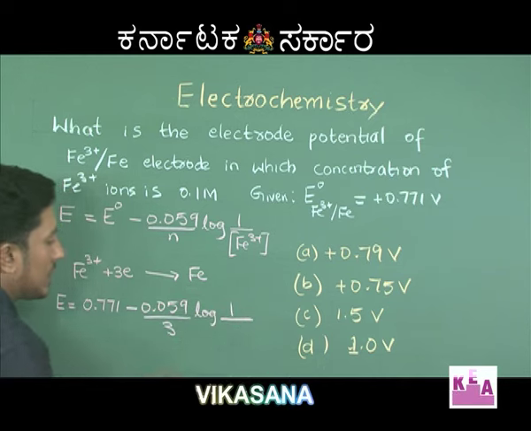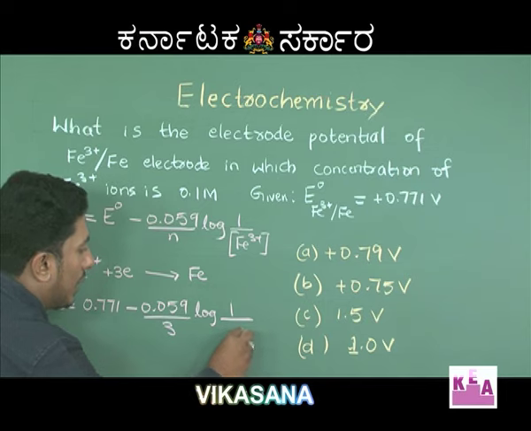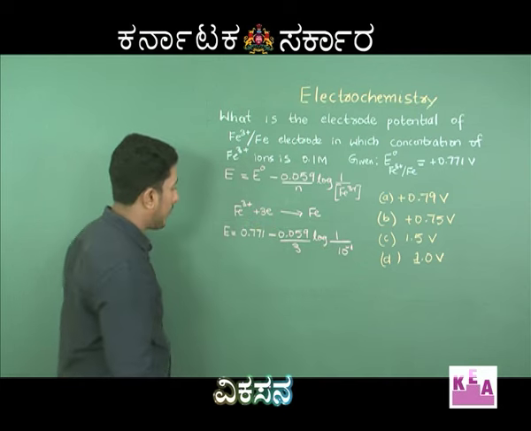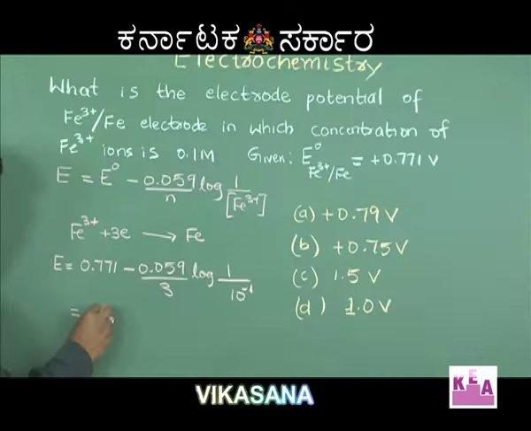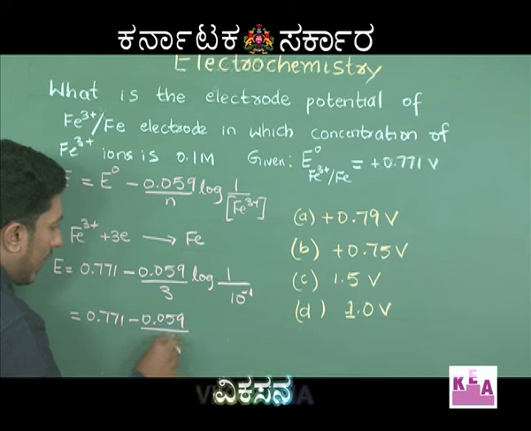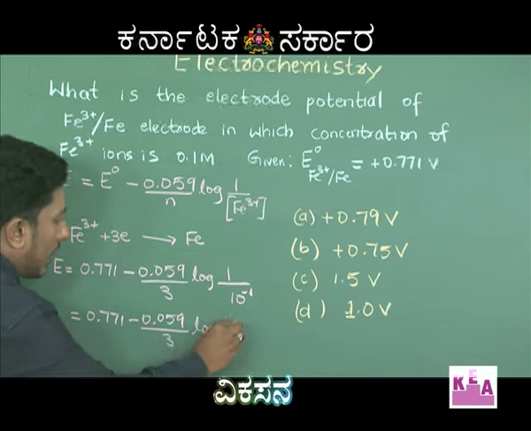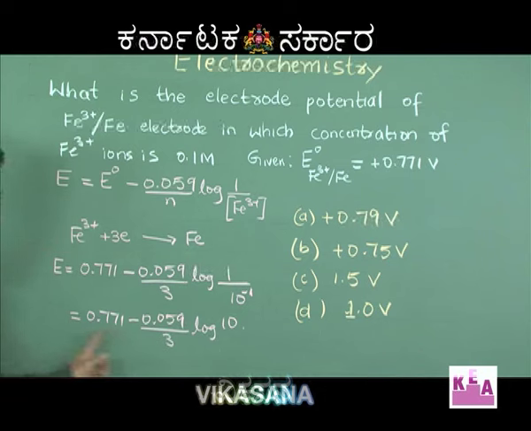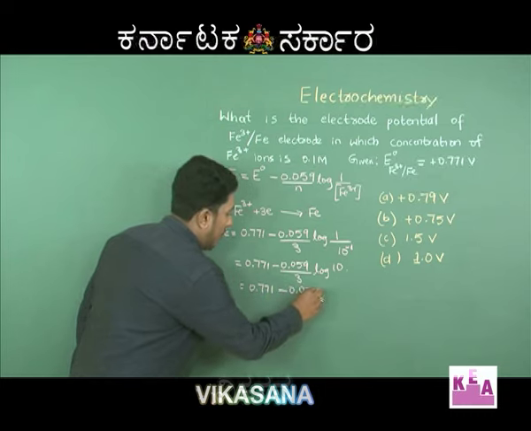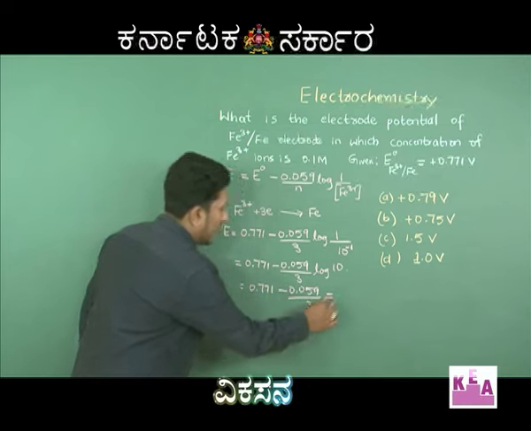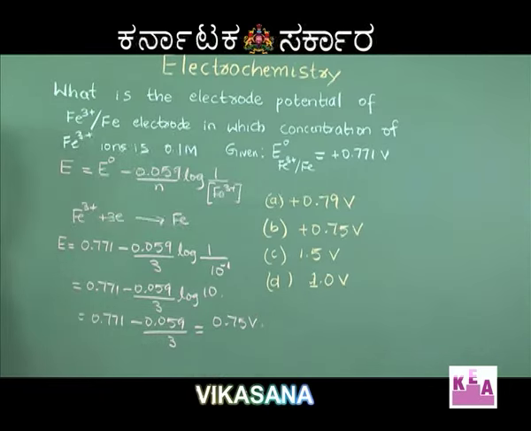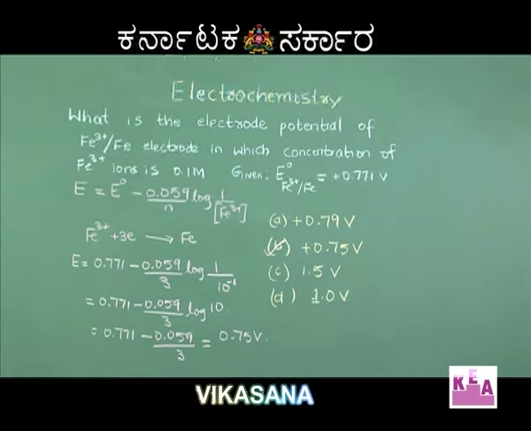The concentration of ion is 0.1. 0.1 can be written as 10 to the power minus 1. If it goes to the numerator, it becomes equal to 10. So this can be written as 0.771 minus 0.059 divided by 3 log 10. Log 10 is equal to 1, hence this will be equal to 0.771 minus 0.059 divided by 3. On simplification, the value will be equal to 0.75 volt. Hence, option B is the right answer.